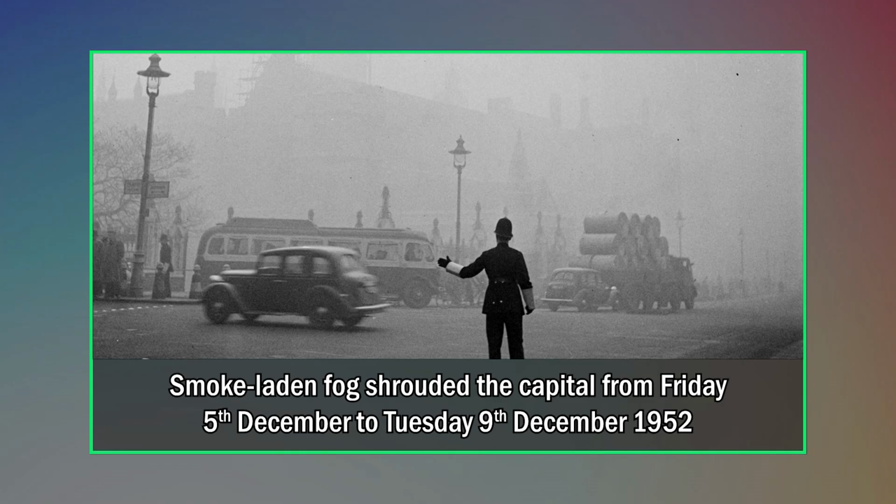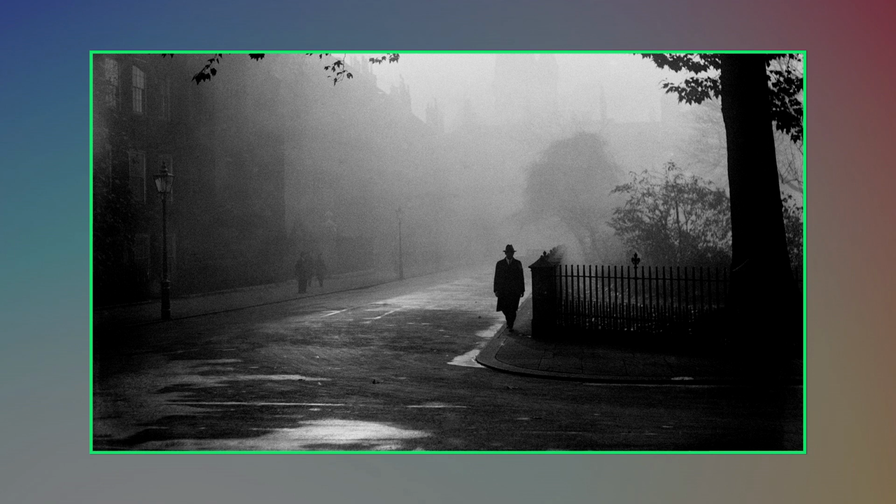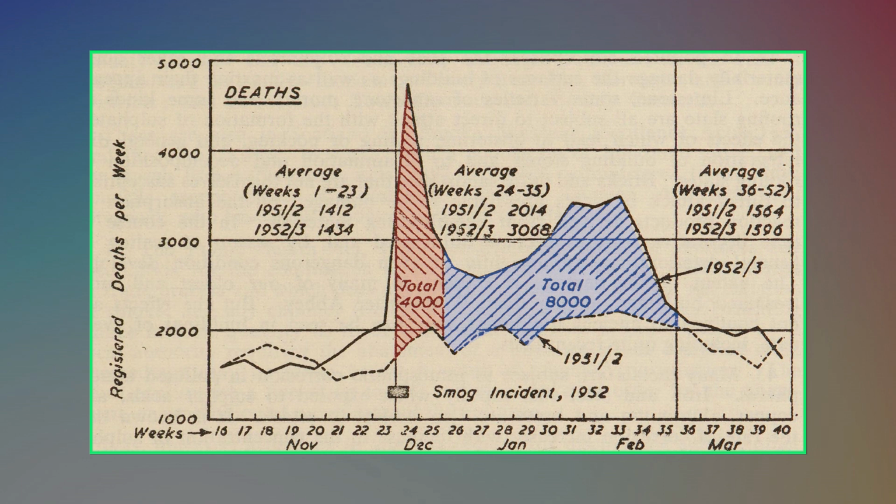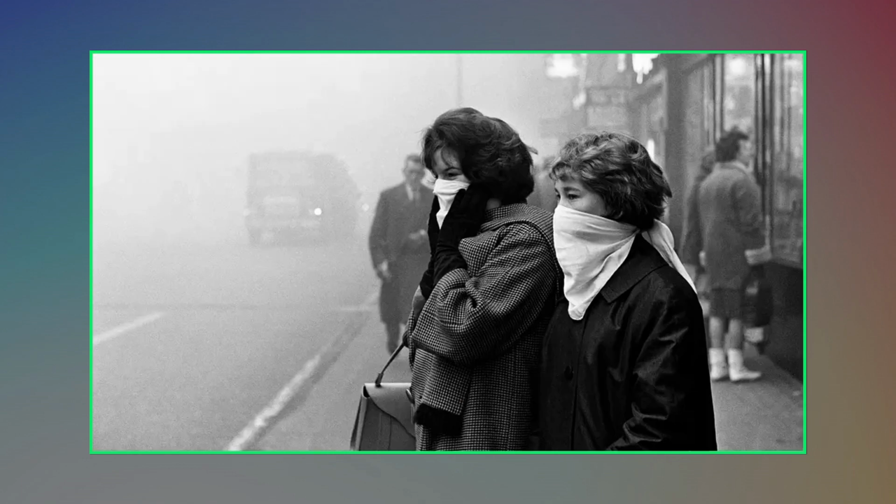It was also thick, it brought road, air, and rail transportation to a virtual standstill. The smoke-laden fog shrouded the capital from Friday, 5th of December to 19th of December, 1952. While it heavily affected the population of London, causing a huge death toll and inconveniencing millions of people, the people it affected were also partly to blame for the smog.